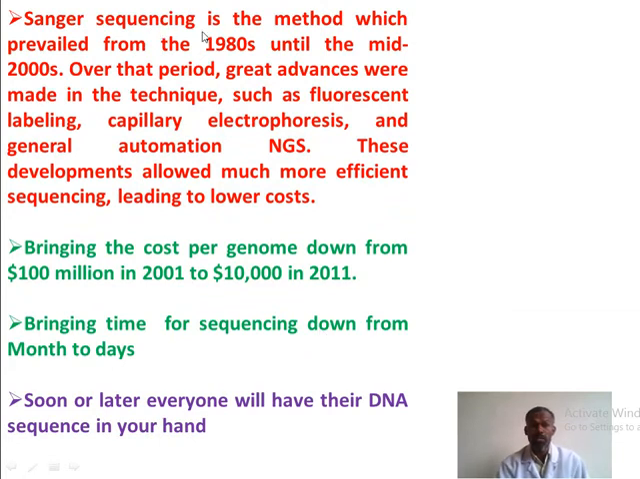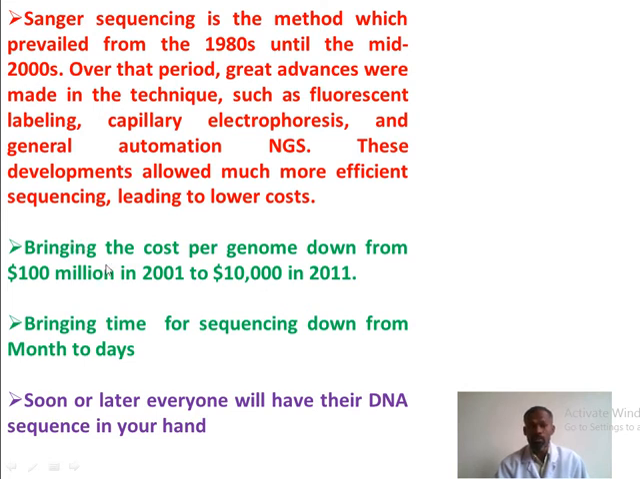So Sanger sequencing is the method which prevailed from the 1980s until the mid 2000s. Now there are second generation, third generation, and now NGS. So a lot of advancement, and this advancement is bringing the cost very low.